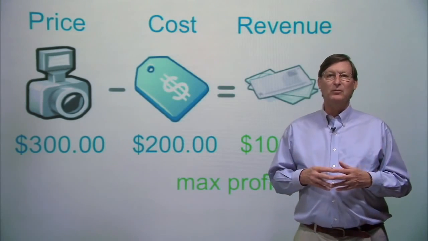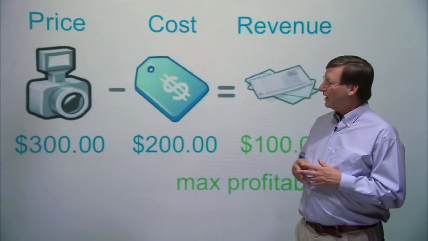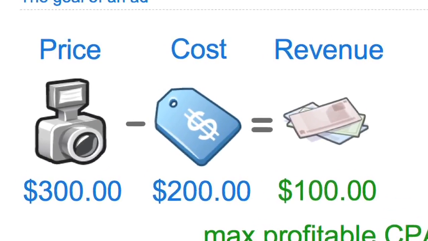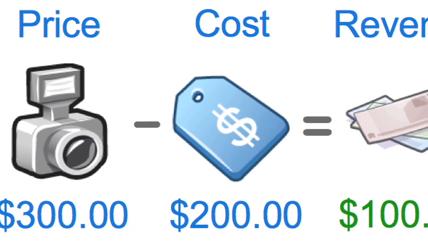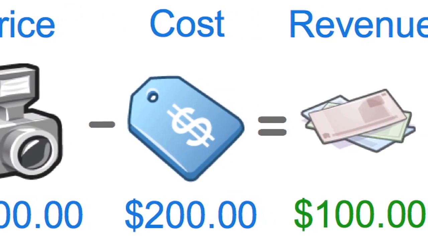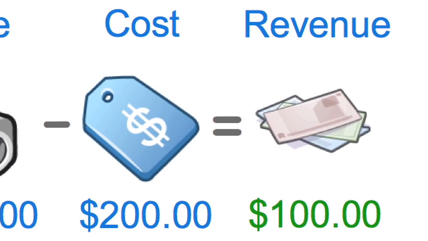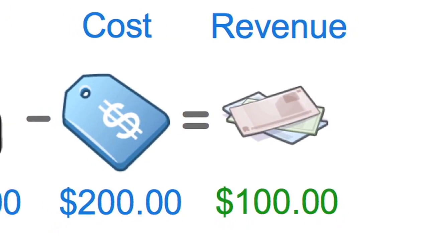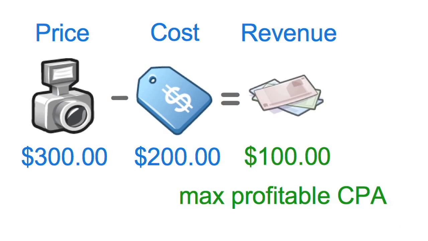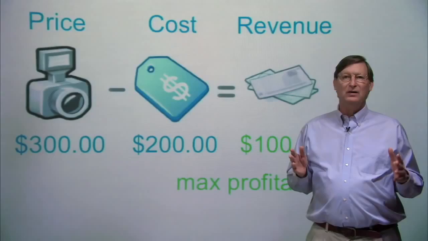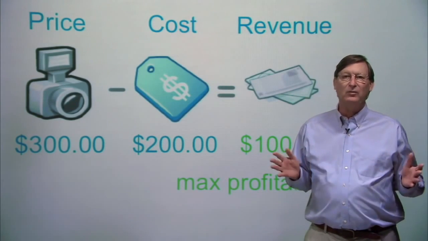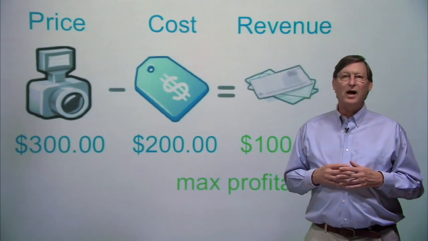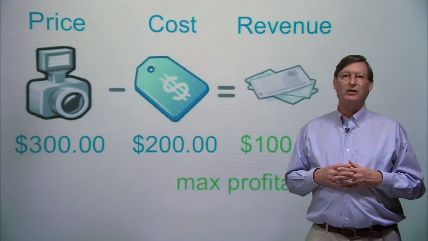So for example, you may sell a digital camera on your site for $300. Let's assume that each camera has an additional wholesale cost of $200 to you. Therefore, a conversion for a user who buys a camera on your site generates $100 worth of revenue for you. This is the price the user paid, $300, less the cost to you, $200. That $100 revenue is your maximum profitable cost per acquisition, or CPA. You can pay up to $100 for each conversion and still make a profit on the sale.